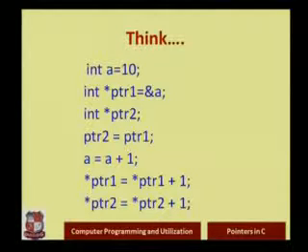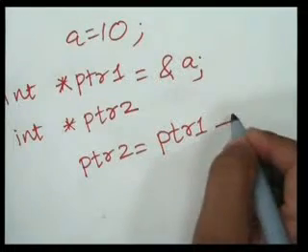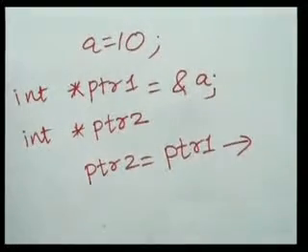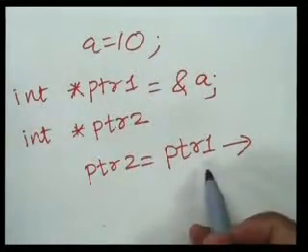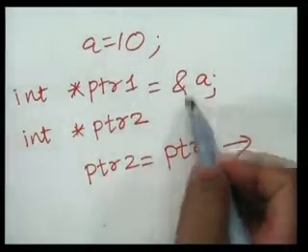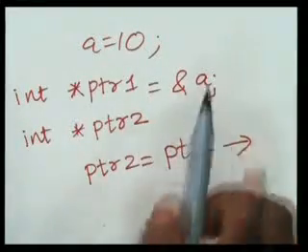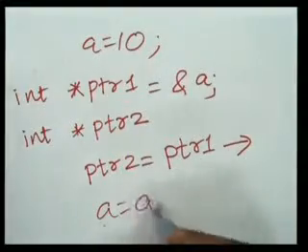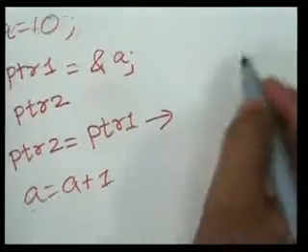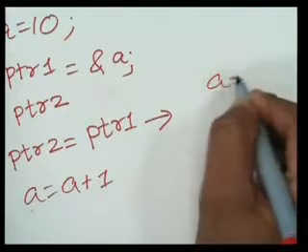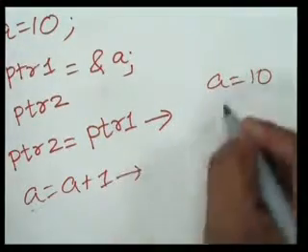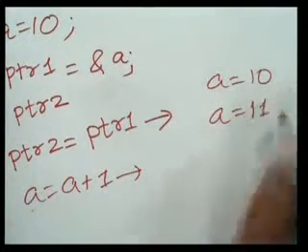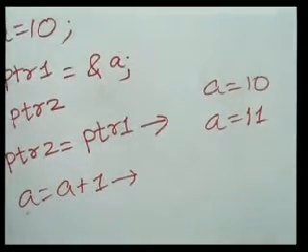What happens in this line? PTR2 will also have the address of A. Both these pointers will have the same value. I hope this is clear. Now when I write A equal to A plus 1, see, initially the value of A was 10. So when I execute this line, the value of A becomes 11. I hope this is clear, right?